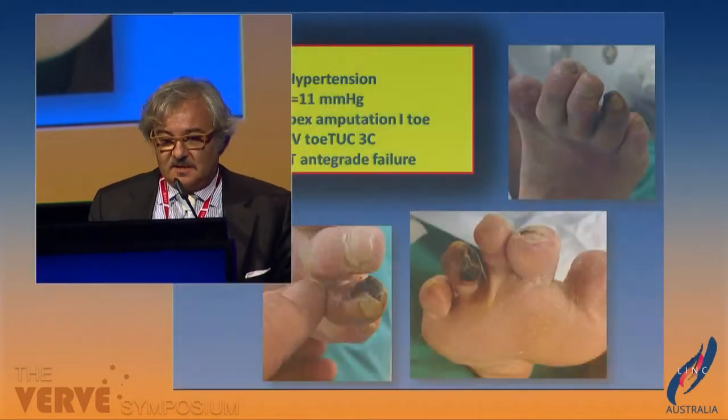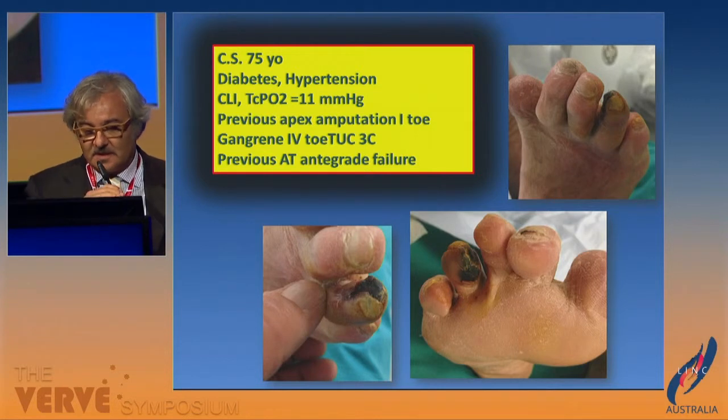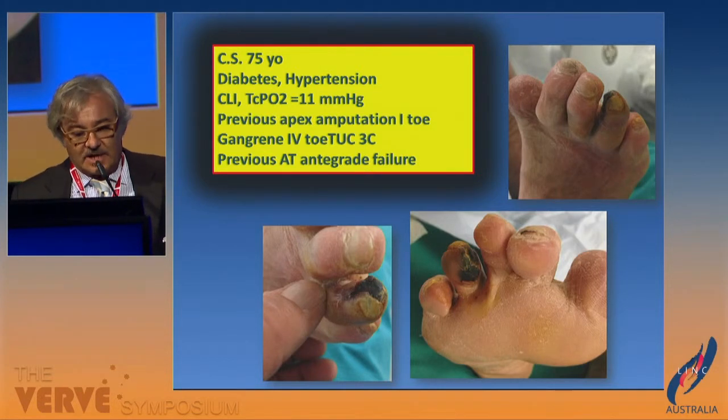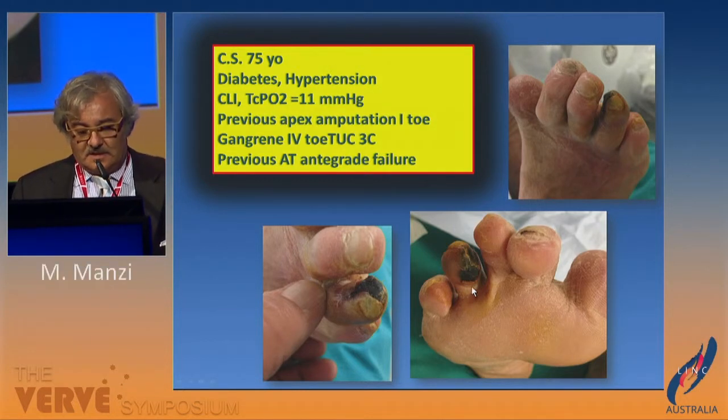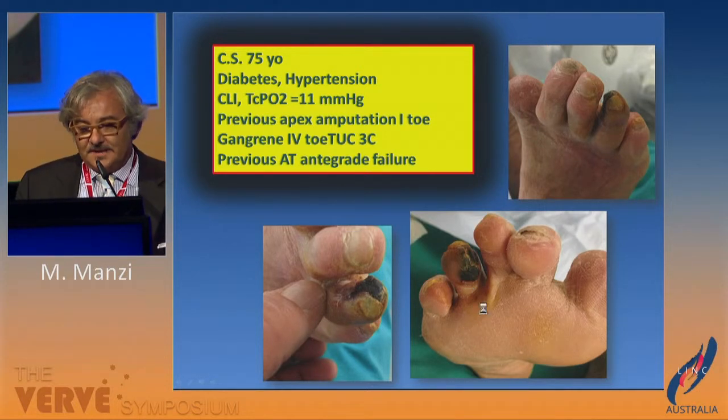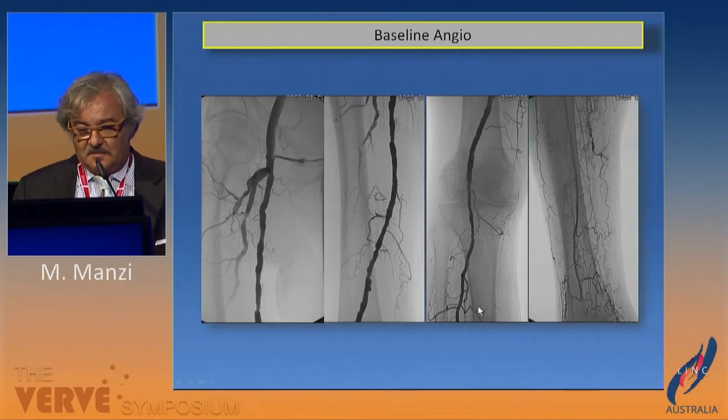Let me start this topic with this case. In this case, I personally failed antegradely and retrogradely with a puncture of the distal AT. It's a diabetic patient with a gangrene in the fourth toe, and this is the baseline angiography. You can see only one vessel, the peroneal vessel, reaching the ankle level. There is no stump for the posterior tibial artery, and we can imagine just a little bit the anterior one.